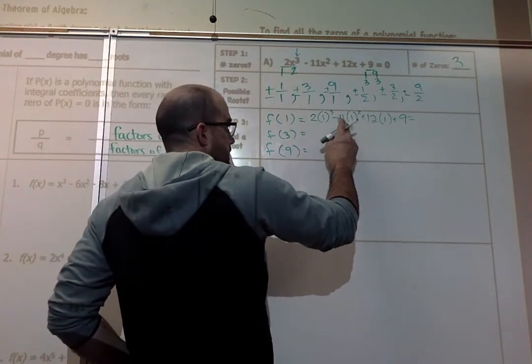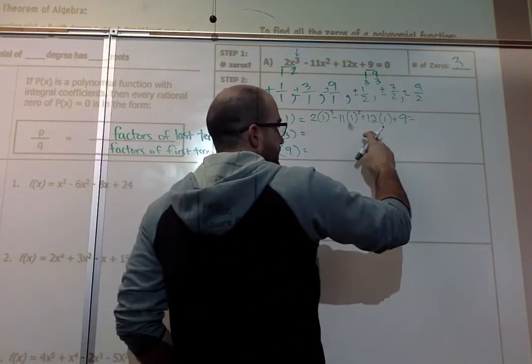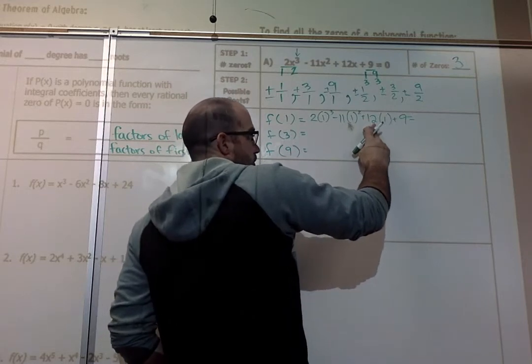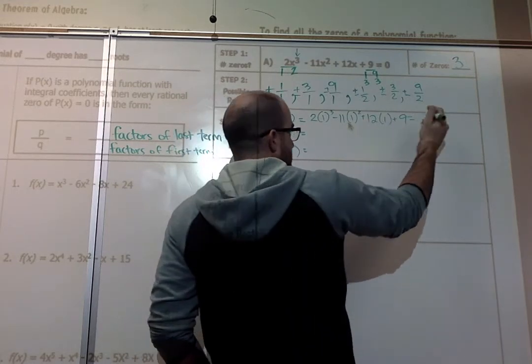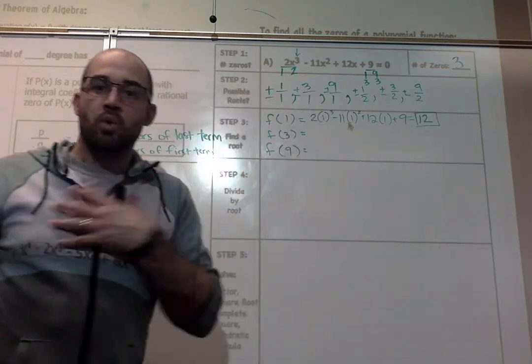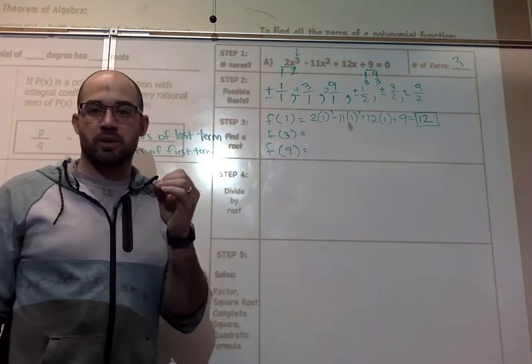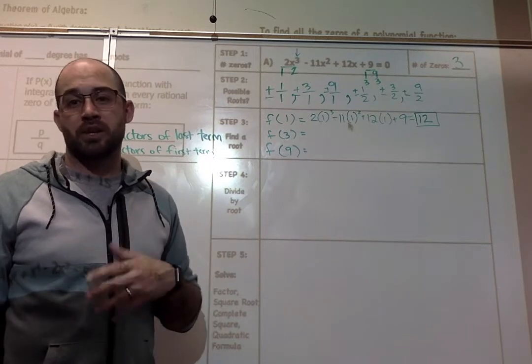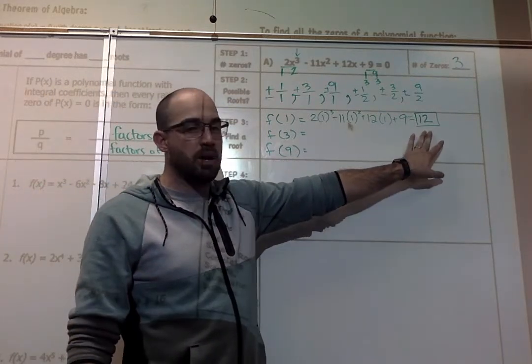1 squared is 1, so I have 2 minus 11 is negative 9. Plus 12 is 3. Plus 9 is 12. So this one's answer is 12. What I'm looking for is 0. If I get a 0, then I know that thing's a factor because this last value is my remainder.